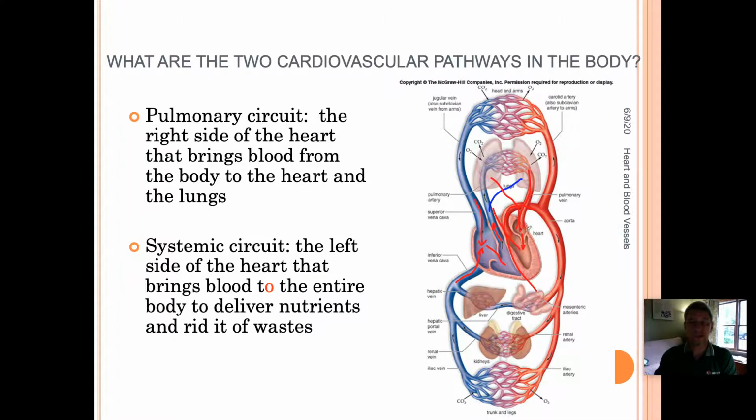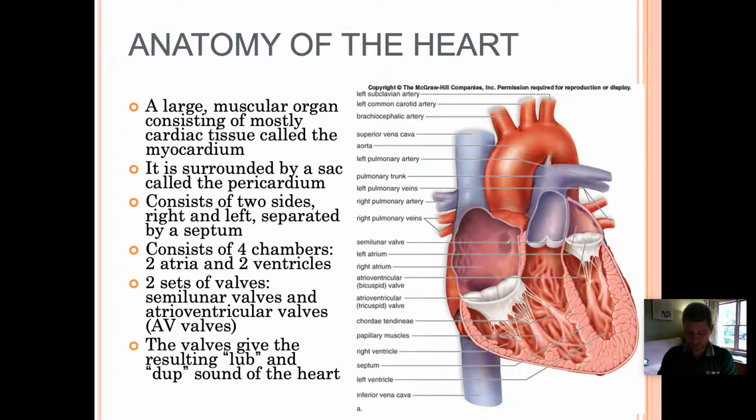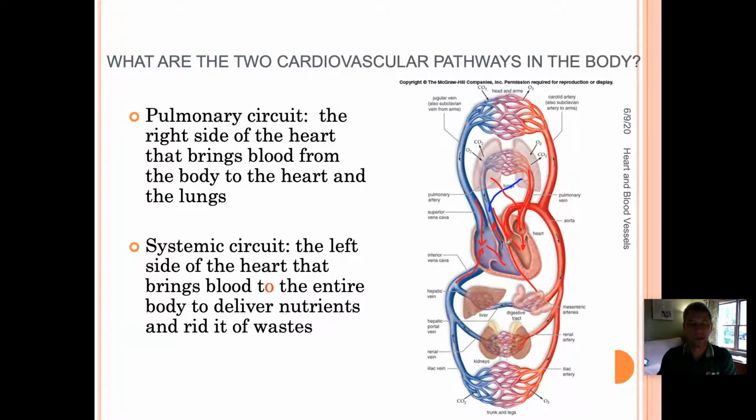And so the pulmonary circuit governs the heart, takes blood in from the body and sends it to the lungs. The systemic circuit takes blood from the lungs and sends it out to the body.